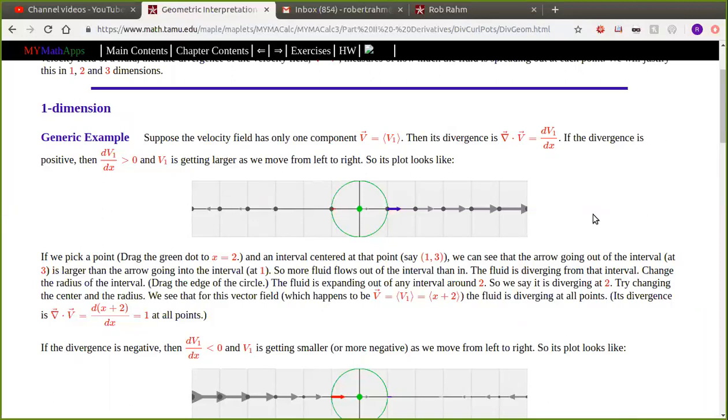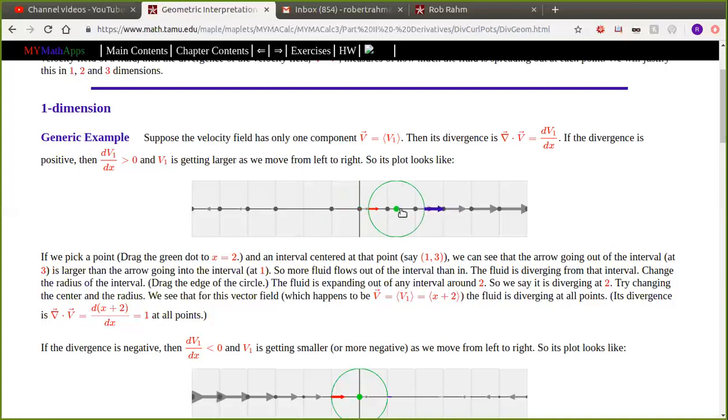Okay, its divergence is just going to be the derivative of v with respect to x, because remember, the divergence is just the sum of the different derivatives. So if there's just one component, the divergence is just the derivative of v with respect to x. That's what this is here. Now let's see what happens if the derivative is positive. If the divergence is positive, then this derivative is positive, and it means that v1 is getting bigger as you move to the right.